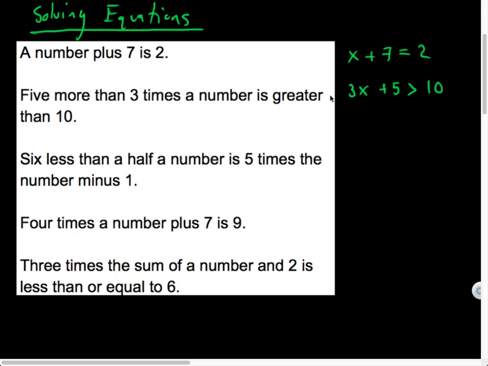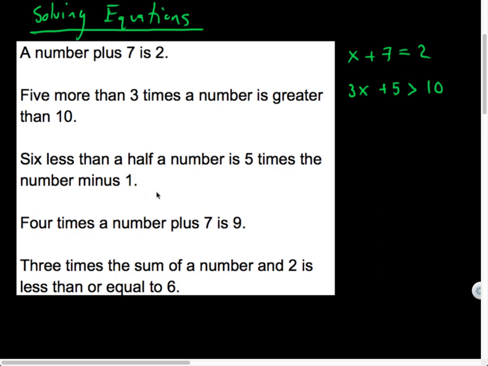What's another way I could have read this out loud? Or just the first half? Anybody? What's another way we could say that? Yeah, 3 times x, or 3 times a number plus 5 is more than 10. Yeah, that would work. Sure. So there are multiple ways you could say things.